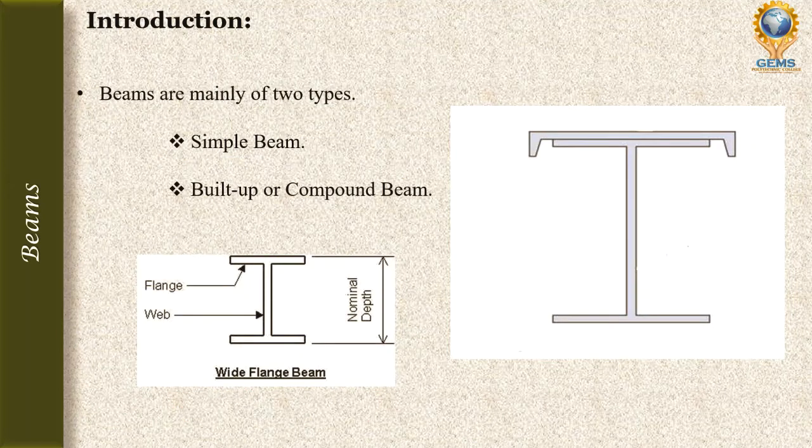Beams are mainly of two types. One is the simple beam, like these I sections. Mostly we use I sections as beams. So simply an I section is a simple beam. The second one is the built-up or compound beam. That is, we use an I section and introduce one more section to it, mostly a plate. So we place a plate over the I section. That is, two sections are used for a beam. That type of beam we call a built-up or compound beam.